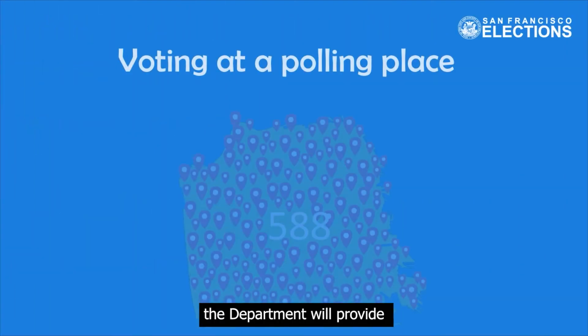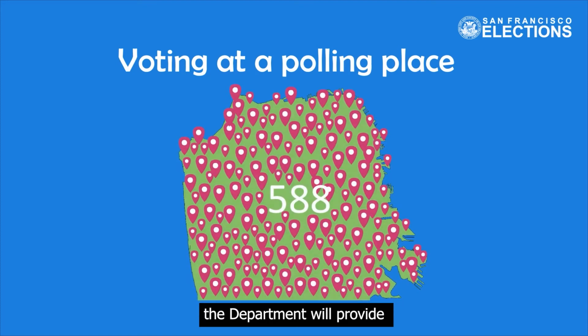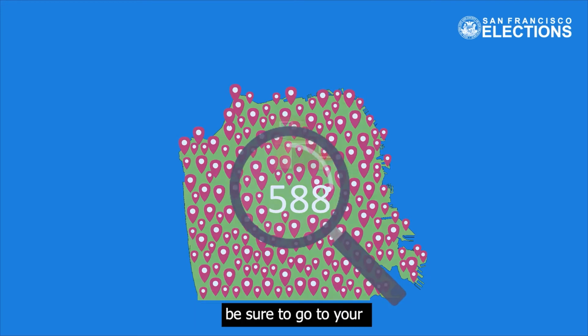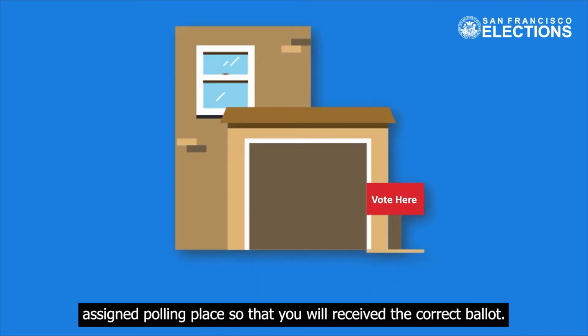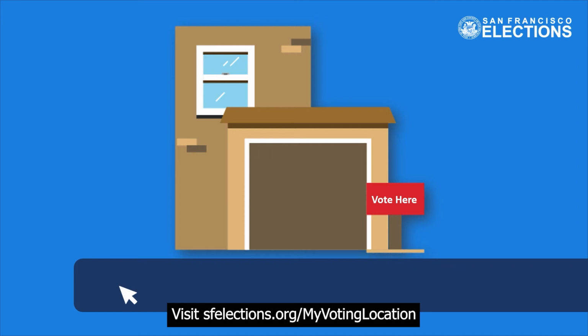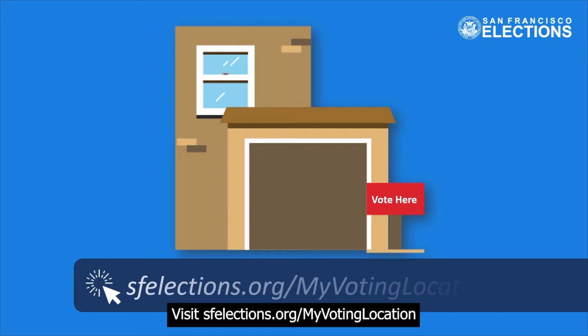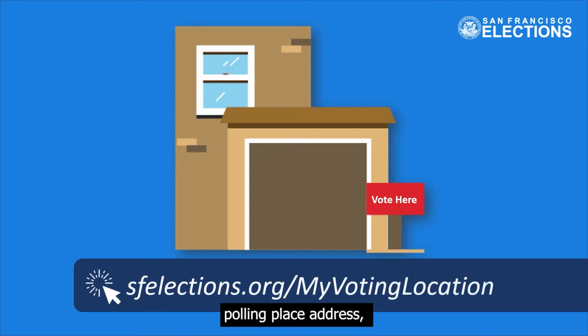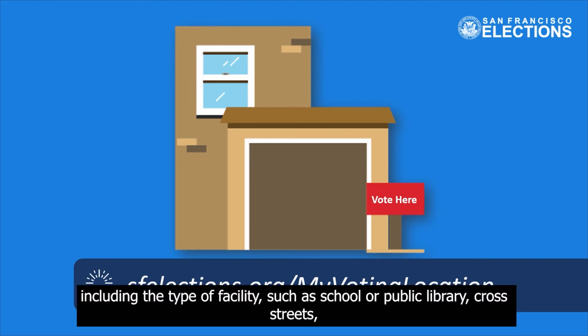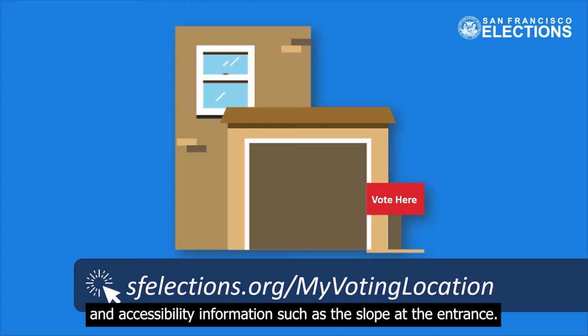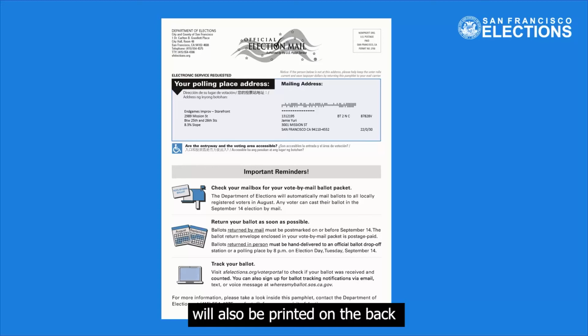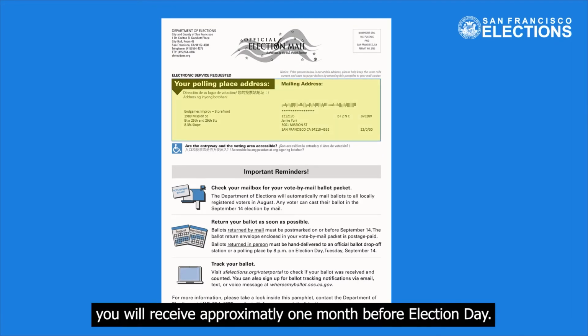On Election Day, the department provides 588 polling places throughout the city. If you decide to vote at a neighborhood polling place, be sure to go to your assigned polling place so that you will receive the correct ballot. Visit sfelections.org/myvotinglocation to confirm your assigned polling place address, including the type of facility, such as school or public library, cross streets, and accessibility information, such as the slope at the entrance. Your polling place address will also be printed on the back cover of your voter information pamphlet that you will receive approximately 1 month before Election Day.